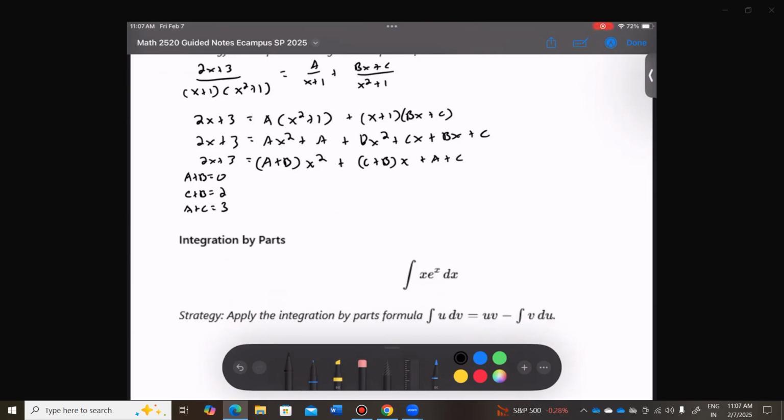Alright, so we're going to get a couple things in terms of the others. So a would equal negative b, and so I can plug that into the last one, and I'll have negative b plus c equals 3. And so c would equal 3 plus b, and I can plug that into the second one, and we'll have 3 plus b equals 2. So 2b equals negative 1, so b equals negative 1/2.